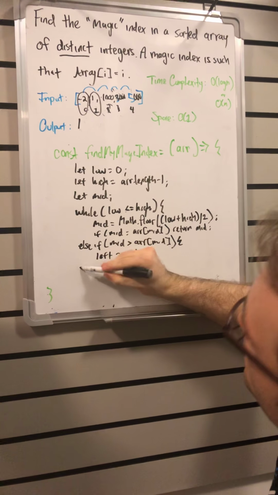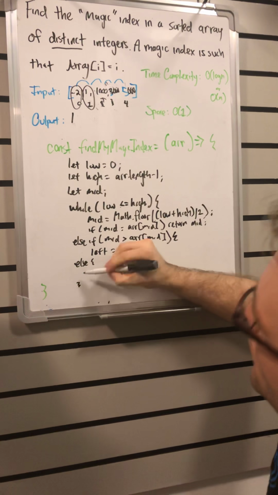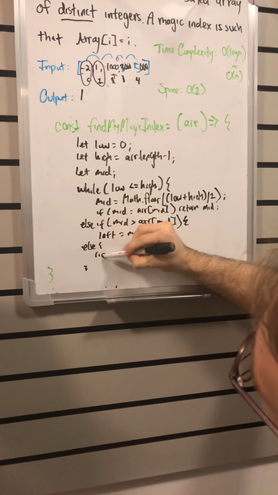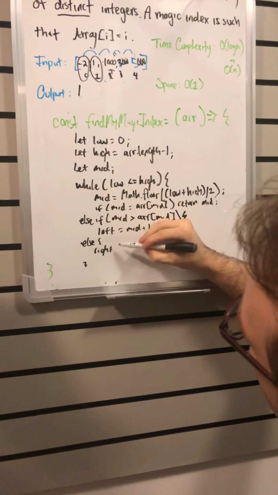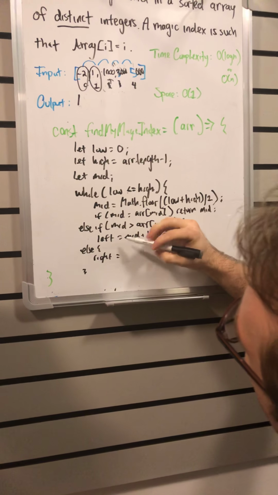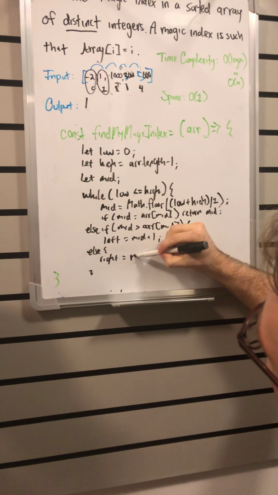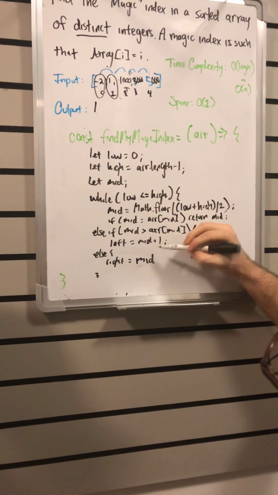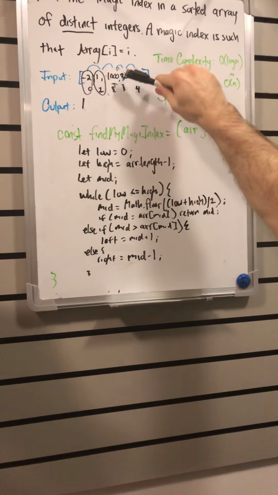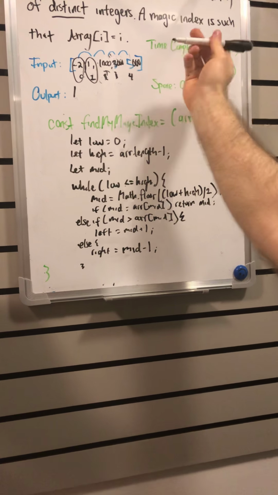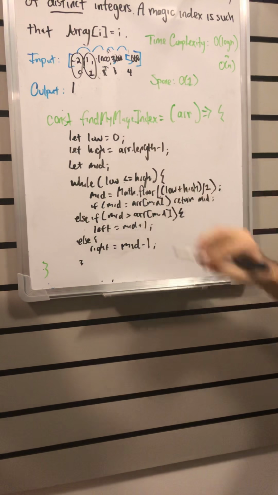Else, if all else fails, meaning the mid is less than, we're going to make the right equal to the mid minus 1, because as I said, if we had a gigantic number here, we don't bother searching in the range up there, so we move back down here. So mid minus 1. Perfect.